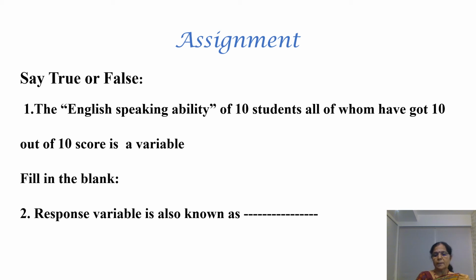I'll give you the answer anyway. The first one, English speaking ability of 10 students, all of whom have got 10 out of 10 score, is not a variable. It's false because the first condition of a variable is that it should vary. But here all the scores are equal, 10. It does not vary, so it is not a variable. And the second question, response variable is also known as dependent variable. The stimulus is the independent variable and the response variable is also known as the dependent variable.